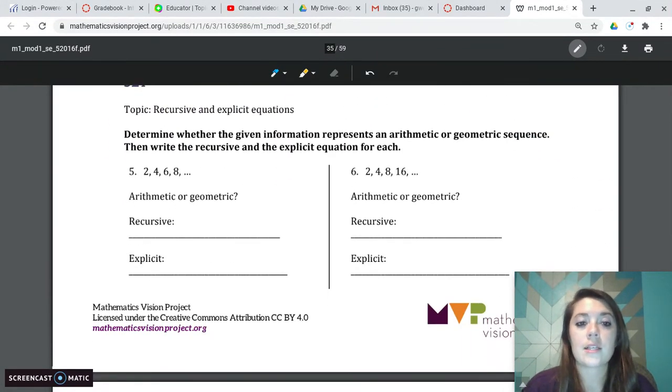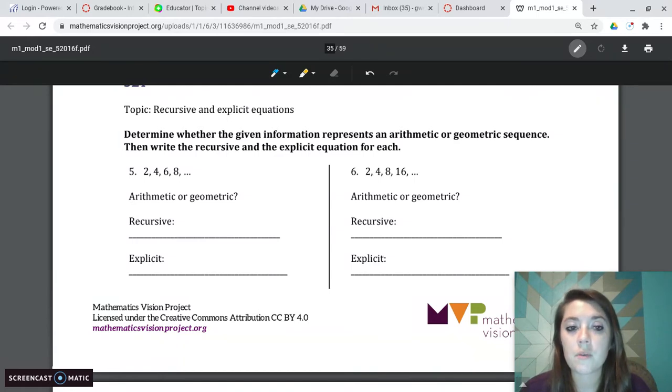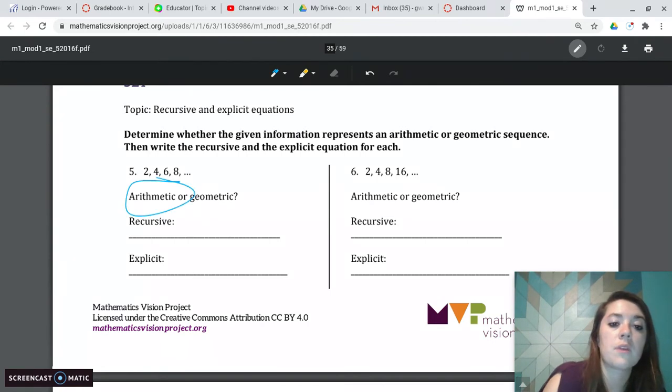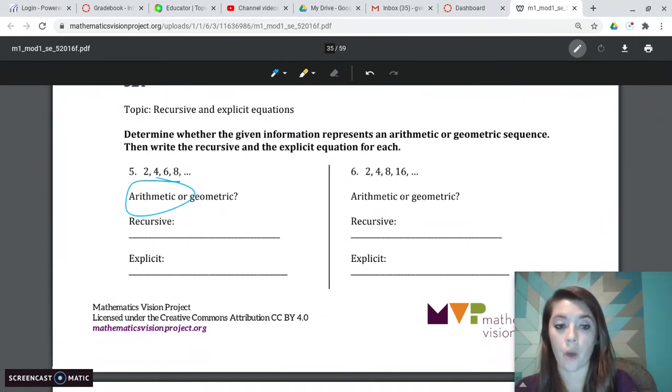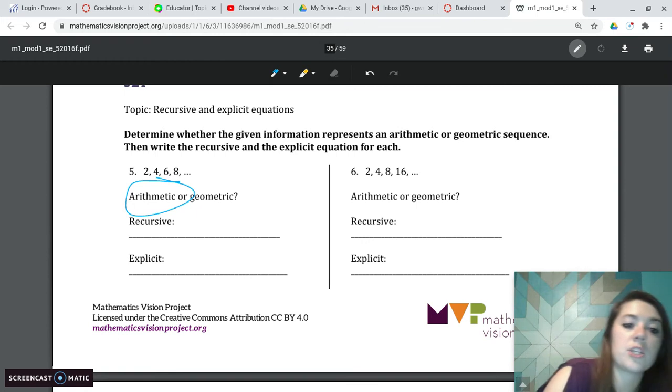All right, the next section: determine whether the given information represents an arithmetic or geometric sequence, then write the recursive and explicit equations for each. So once again, you're going to have both kinds of equations. So number 5, 2, 4, 6, 8. First off, is this arithmetic or geometric? It's arithmetic because we're going up by 2 each time. So now equals previous plus 2.